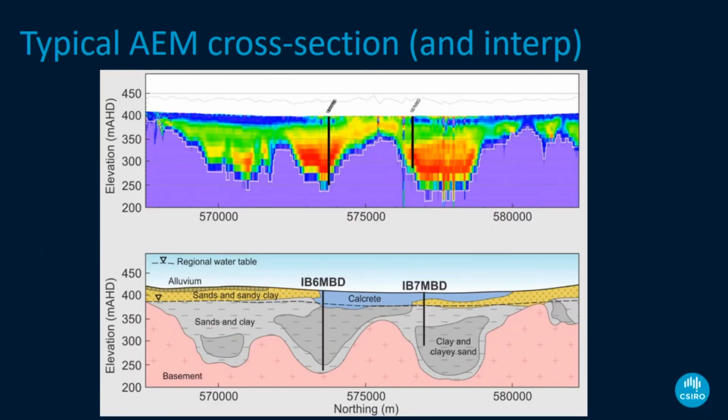So let's just take an airborne cross-section where we had some boreholes. Again, there weren't very many boreholes in this area. And you can see where the groundwater table is sitting in here. You could see where the palaeovalleys are incised in the craton. And then you can also see that there are some things that are infilling these paleochannels.